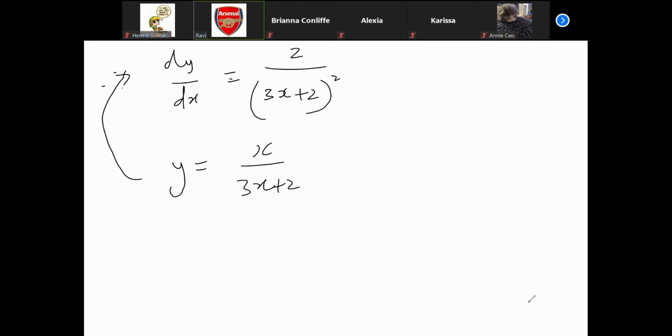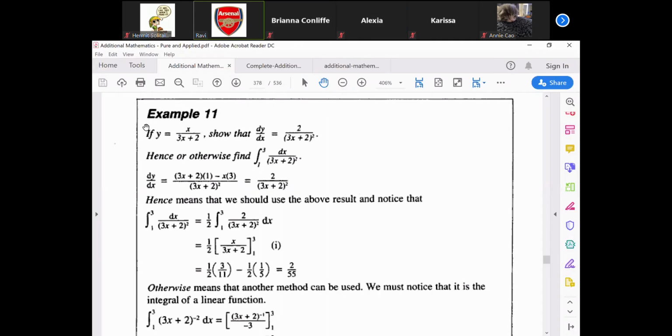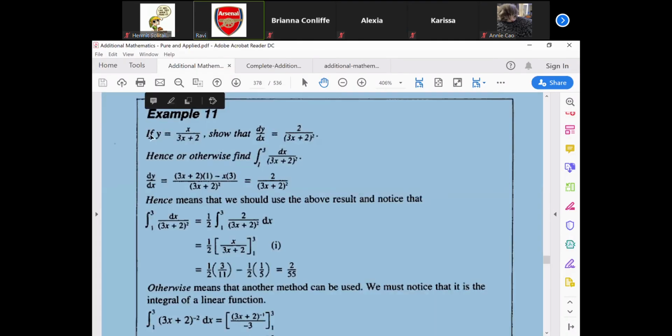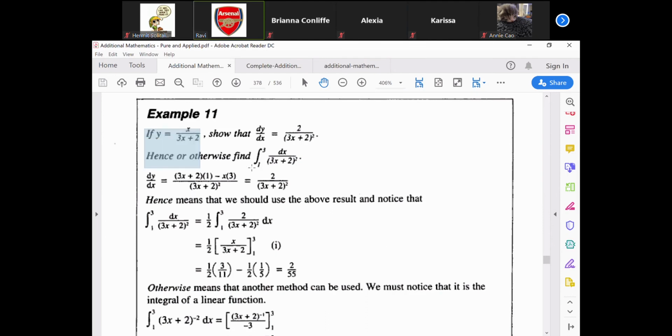Let's go back to the question. So let's go over what the question asked. It said to find the integral from 1 to 3 of dx over (3x plus 2) times the square root of x squared plus 3. Let's go back to it.